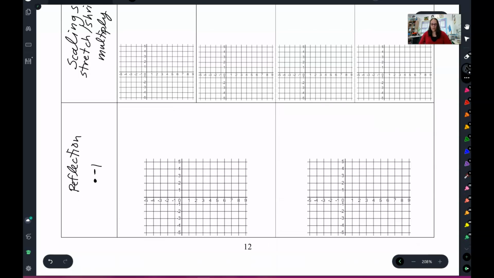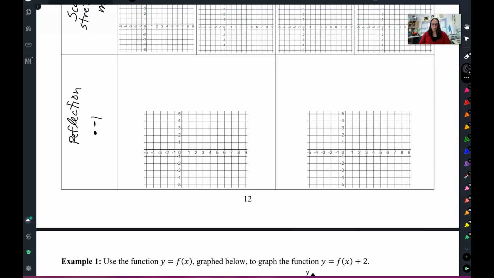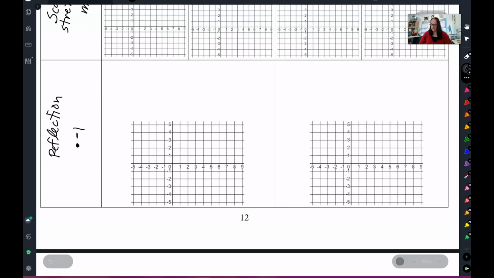So, now that we have our 3 types, let's go in depth more. Let's start with a reflection. They're actually the easiest.